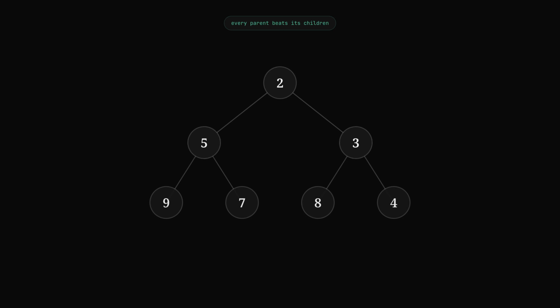Here's the heap this whole lesson lives in. 2 at the top, 5 and 3 below it, 9 and 7 under the 5, 8 and 4 under the 3. Check it. 2 beats 5 and 3. 5 beats 9 and 7. 3 beats 8 and 4. Every parent wins. Valid.